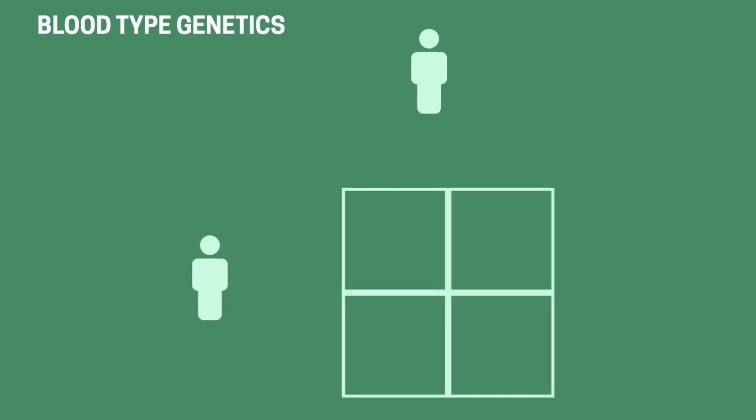Let's take a look at an example of how 2 parents might pass on their genes to a child. The first parent has type A blood with a genotype of AA. This means they have 2 A alleles and can only pass on an A allele to their child. The second parent has type B blood with a genotype of BO. They have type B blood because the B allele is dominant over the O allele, which is recessive. This parent can pass on either a B allele or an O allele to their child.